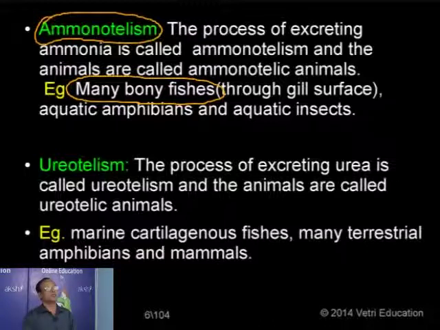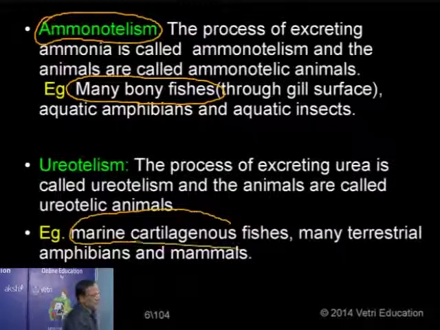Now the next one, ureotelism. Just like ammonotelism, the process of excreting or eliminating urea as a waste product is known as ureotelism, and those animals excreting urea are called ureotelic animals. I mentioned that normally in aquatic animals we have ammonia, but we have exceptions. In the case of bony fishes, whether in fresh water or in marine water, they have ammonia as a waste product.